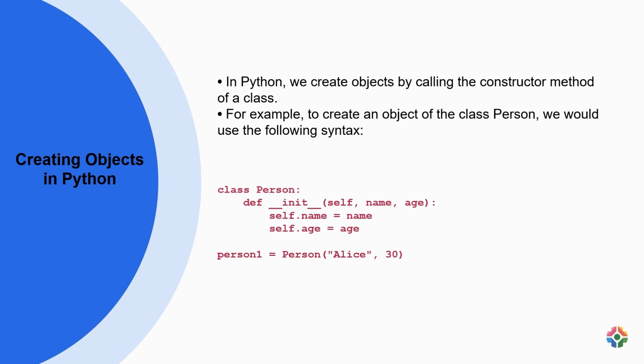In this code snippet, the Person class is defined with the __init__ method that sets the name and age attributes of the object. The object person1 is then created by passing the values Alice and 30 as arguments to the constructor method. This concept of creating objects from classes is fundamental in object-oriented programming and allows for the creation of multiple instances of a class with different attribute values, enabling better code organization and reusability.